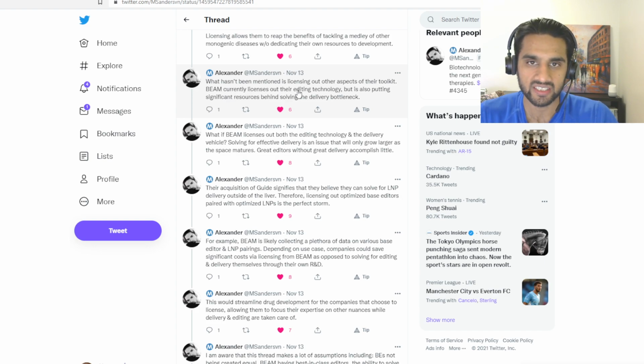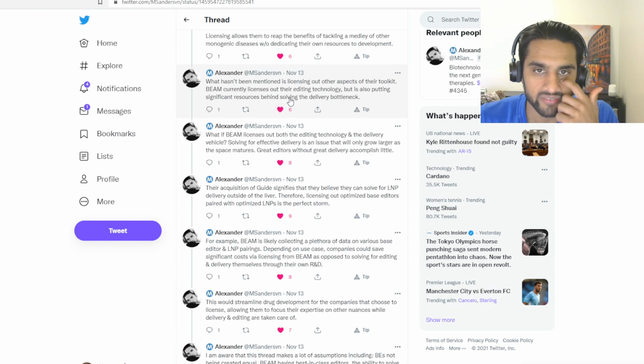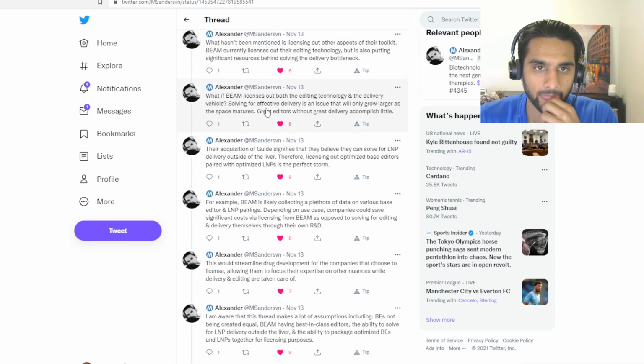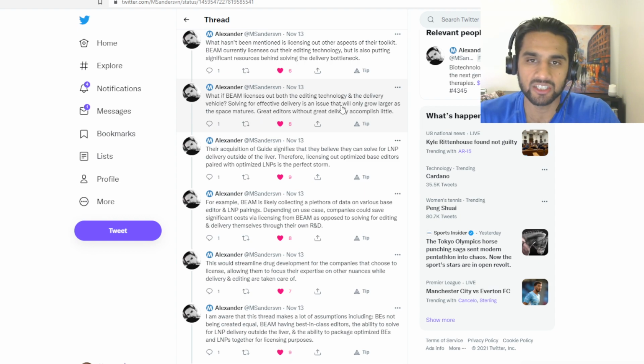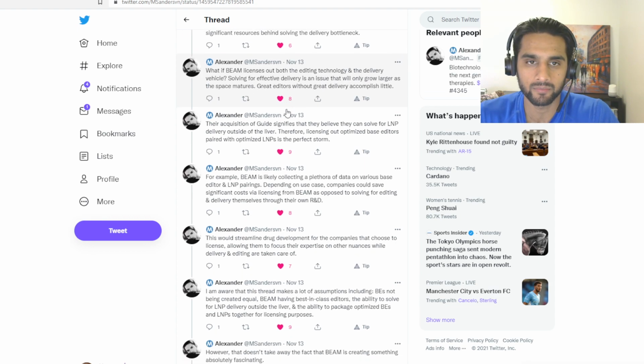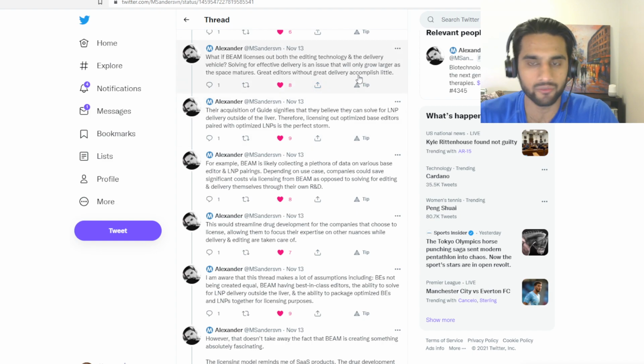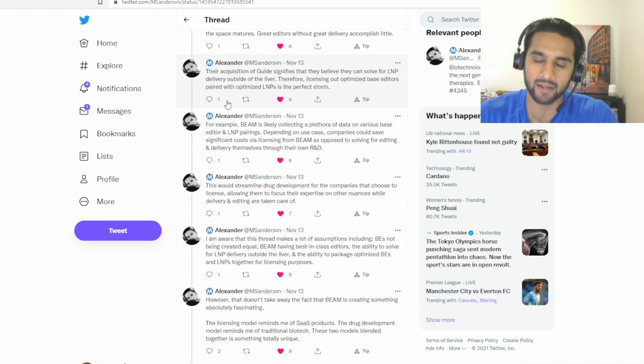What hasn't been mentioned is licensing other aspects of the toolkit. Beam currently licenses out their editing technology and is putting significant resources behind solving the delivery bottleneck. But what if Beam Therapeutics licensed out the editing technology and the delivery vehicle? Delivery vehicle, very important keyword here. Solving for effective delivery is an issue that only grows larger as the space matures. Great editors without delivery accomplish little. I totally agree with that.